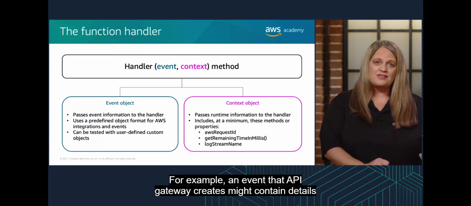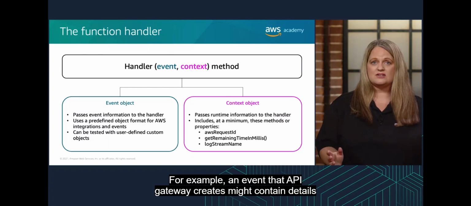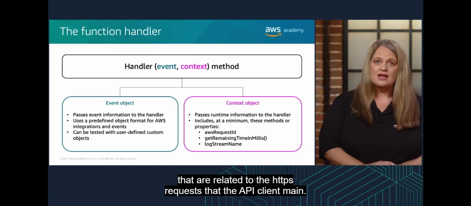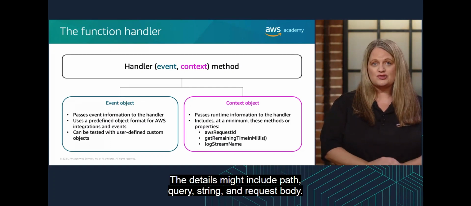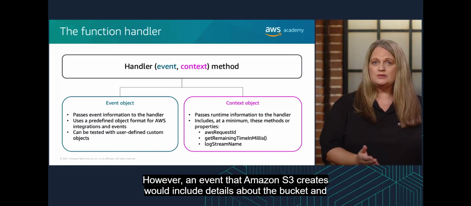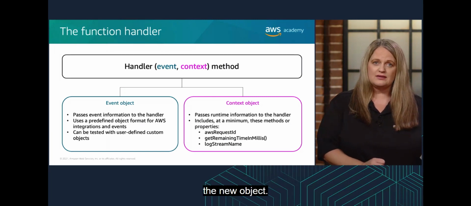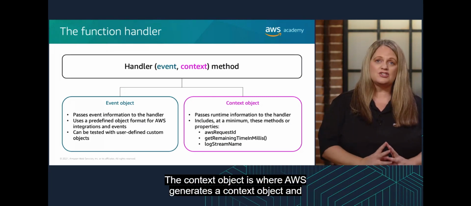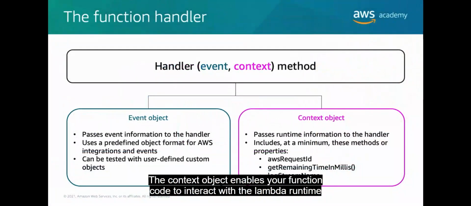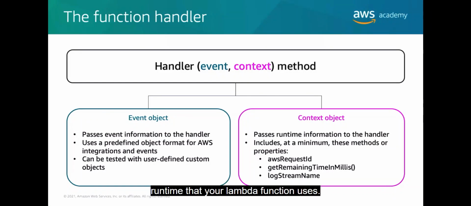For example, an event that API Gateway creates might contain details that are related to the HTTPS request that the API client made. The details might include path, query string, and request body. However, an event that Amazon S3 creates would include details about the bucket and the new object. The context object is where AWS generates a context object and provides runtime information. The context object enables your function code to interact with the Lambda runtime environment. The contents and structure of the context object vary based on the language runtime that your Lambda function uses.